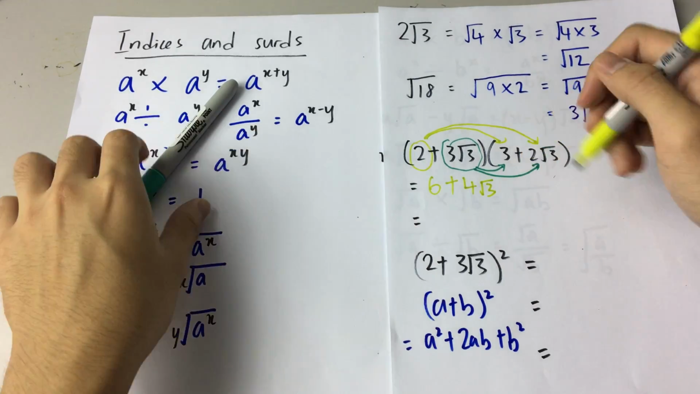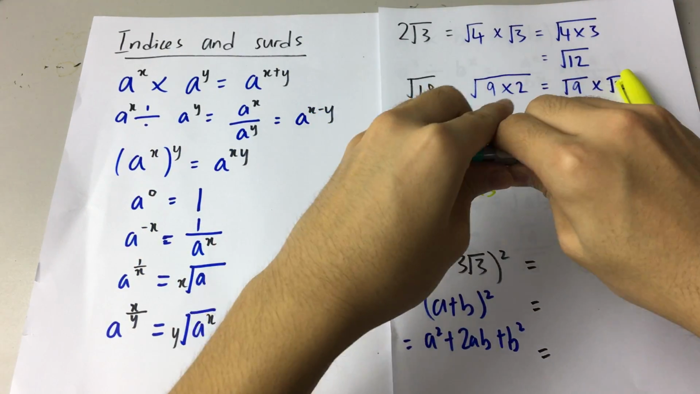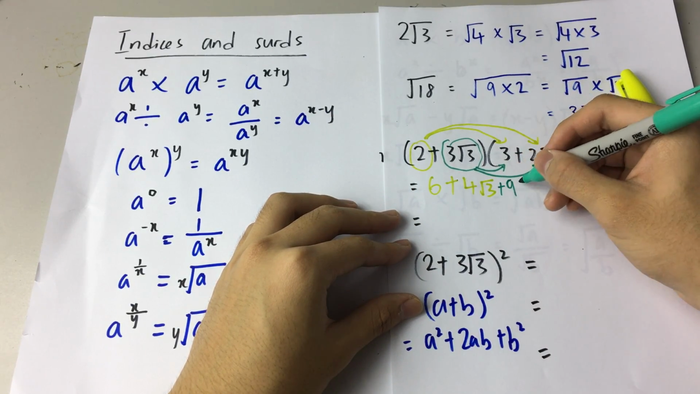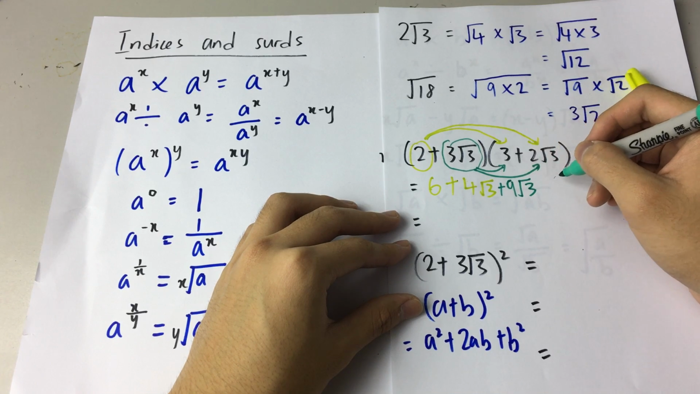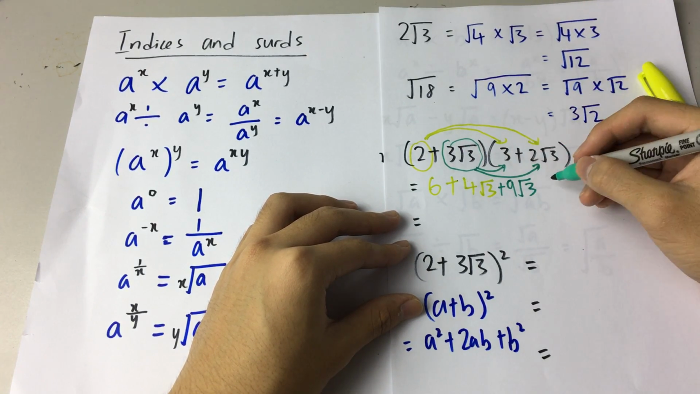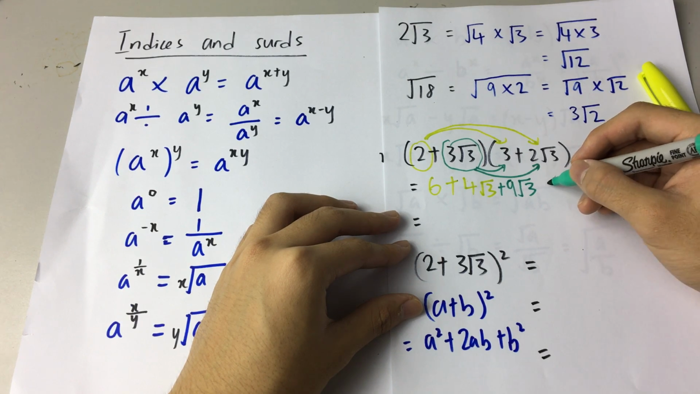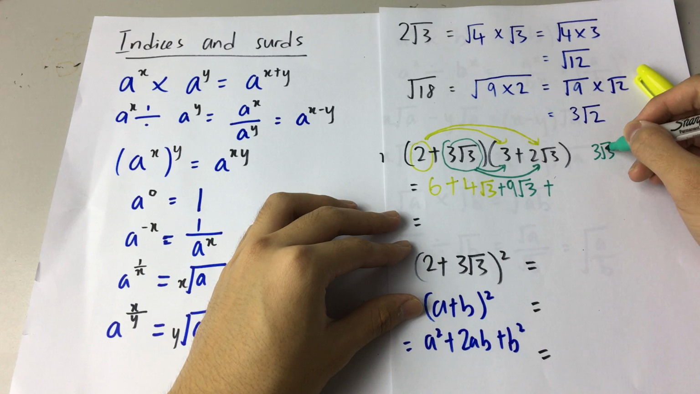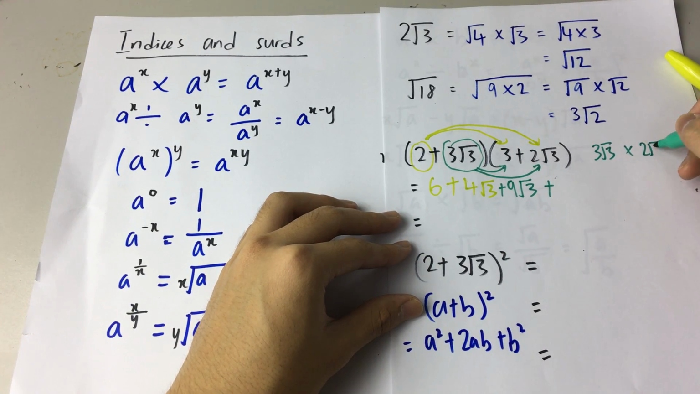Okay, now we're moving on to the 3 root 3 times 3. What do we get? 9 root 3. Okay, now we times these two together: 3 root 3 times 2 root 3. Okay, I write it down here. 3 root 3 times 2 root 3.